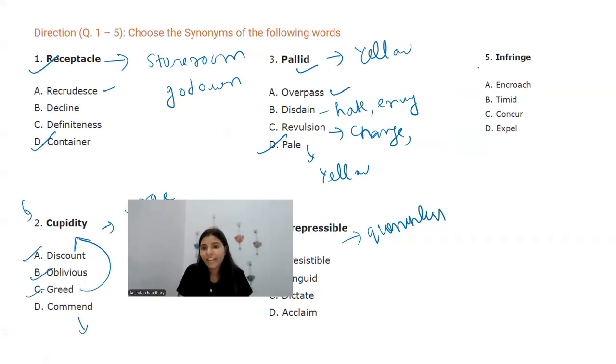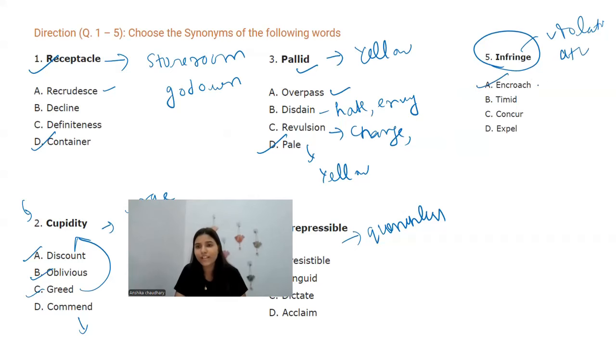Next is infringe. What is the meaning of infringe? Infringe means violation or attack, right? Encroach also has the same meaning, that is violation or attack. So it will be the answer. But what is the meaning of timid? Fearful person, one who has fear, who is not brave, or we can say a coward.